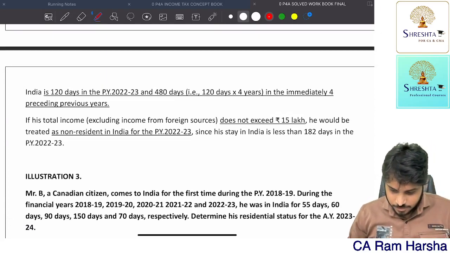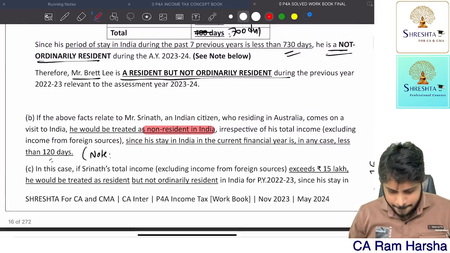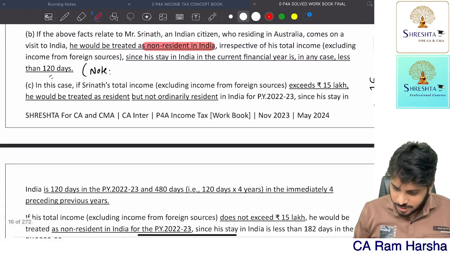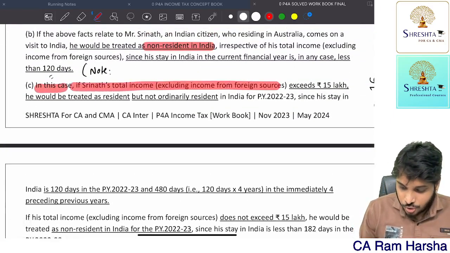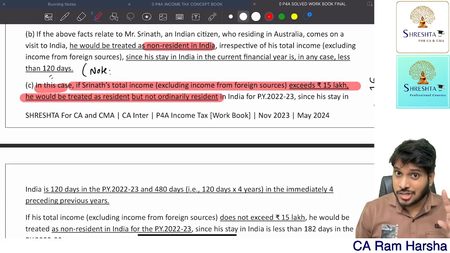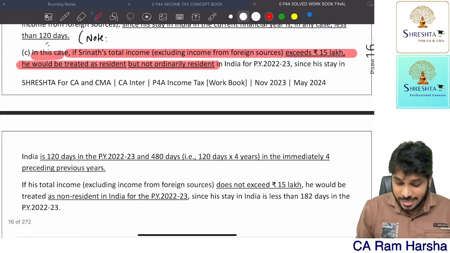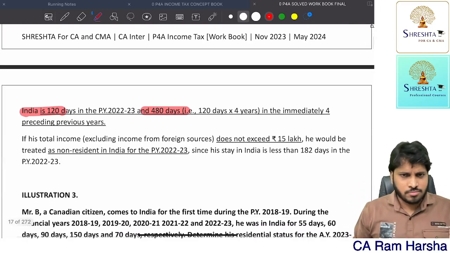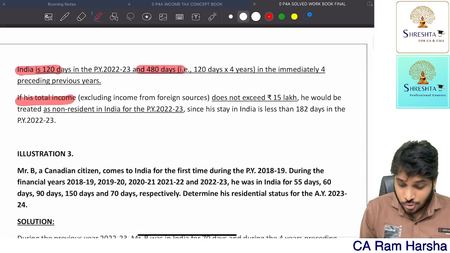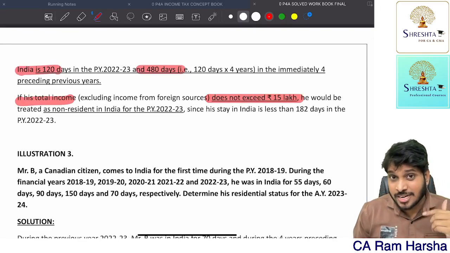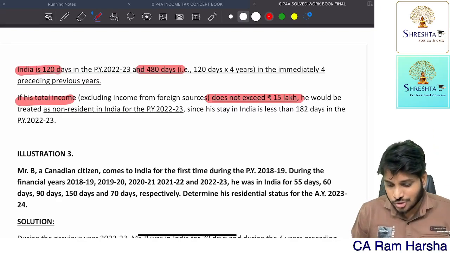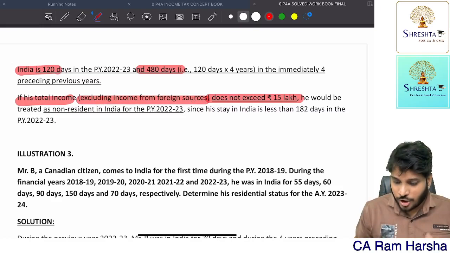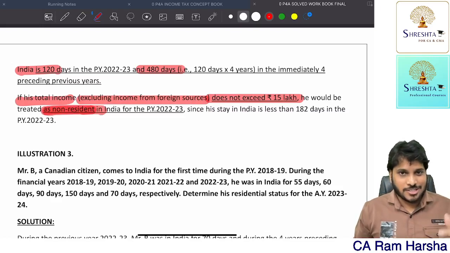Getting it? By the way, you see, suppose in case if Srinath's total income exceeds 15 lakhs, he is a resident but not ordinarily resident, because he stayed in India for 120 days and 400 days in the past 4 years, more than 365, nothing but. If his total income is not exceeding 15 lakhs, which total income? Indian source total income, nothing but excluding foreign income, then he is a non-resident.